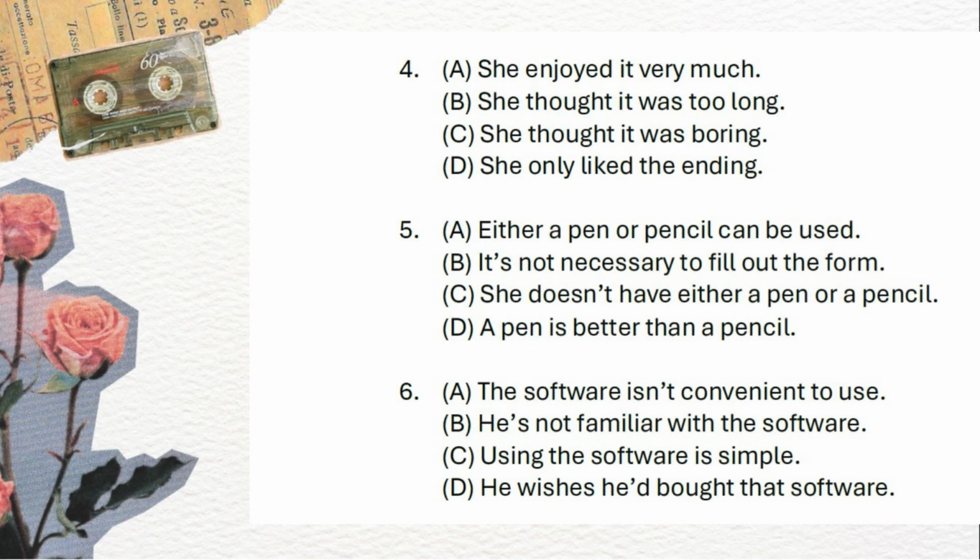Number 4. "Was there anything you didn't like about the novel?" "Only that it was too short." What does the woman imply about the novel?